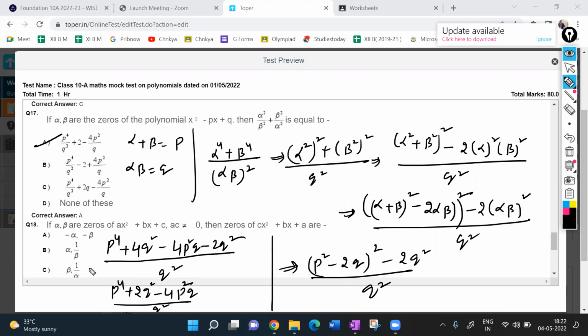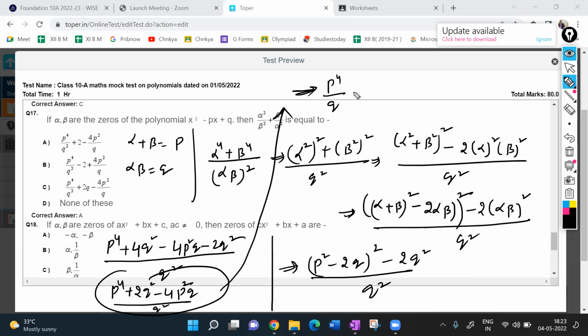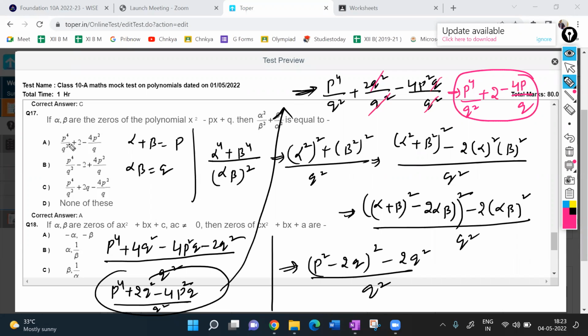So option A is correct. Clearly, look: P to the power of 4 by Q square, separating the terms, isn't it? I don't have space, so I'm writing here. Look at this, I'm just continuing. So P to the power of 4 divided by Q square plus 2Q square by Q square minus 4P square Q by Q square. So how can I cancel this one by one? Check it. Here Q square will get cancelled. One time Q will get cancelled. So what you are left with now: P to the power of 4 divided by Q square plus 2 minus 4P by Q. This is what I am left with, which option A is giving me.